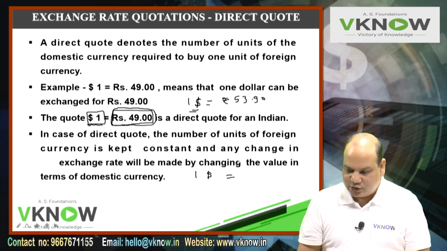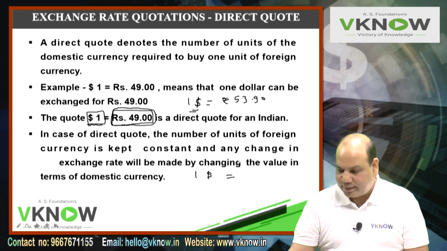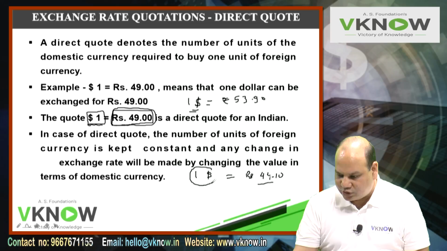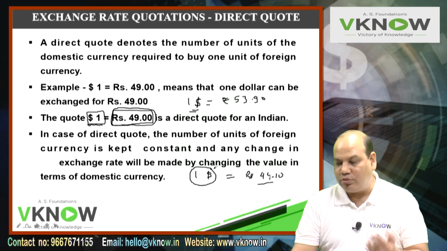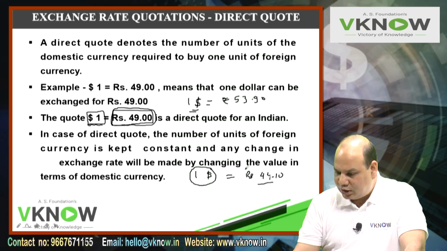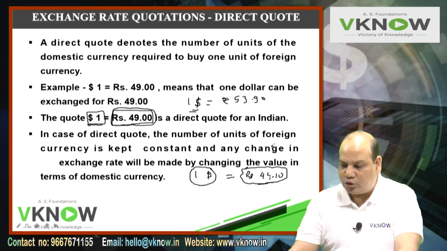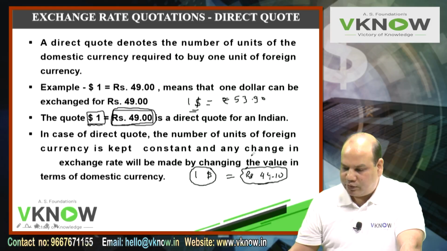Or we say the dollar has depreciated by 10%. What is the new exchange rate? So I will say 49 minus 10%. So the revised rate will be $1 is 44.1. So keep the foreign currency constant, $1, 1 pound, 1 euro, and any impact of change in the value will have to be given in the home currency, in the domestic currency.